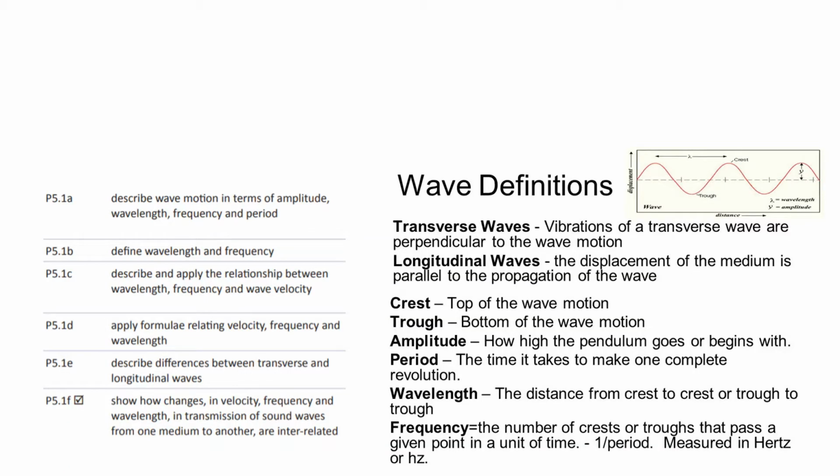So the objectives on the left-hand side. Describe wave motion in terms of amplitude, wavelength, frequency, and period. What is the amplitude? The amplitude is the distance from the equilibrium position. Now, the equilibrium position is this dotted line here.